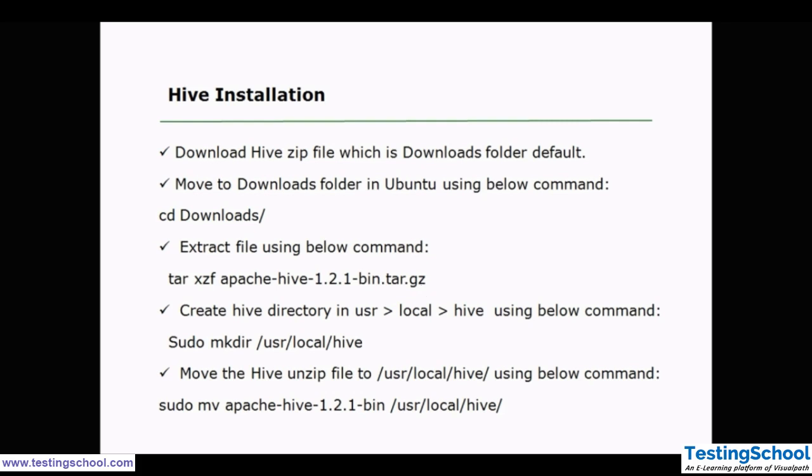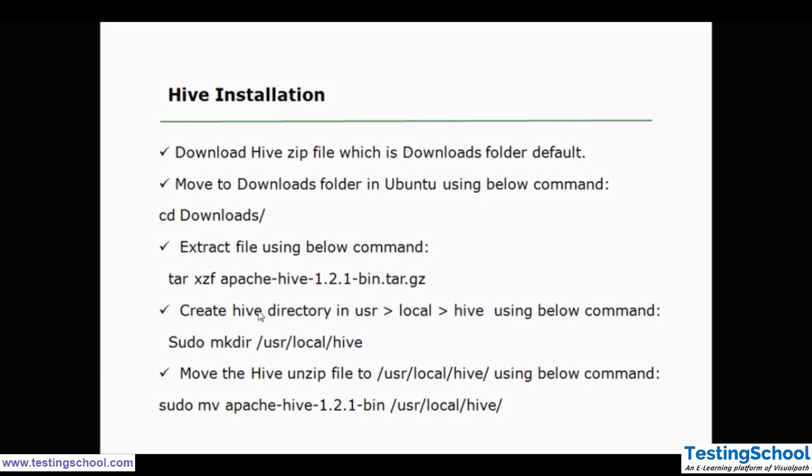After that, you create a folder with the name Hive. Once you have extracted the tar file, you need to create a folder for your Hive installation. You can create a folder using sudo mkdir in the appropriate location where you want to install your Hive. I have created it in /usr/local/hive. Then using the move command, you can move your unzipped file to that folder.